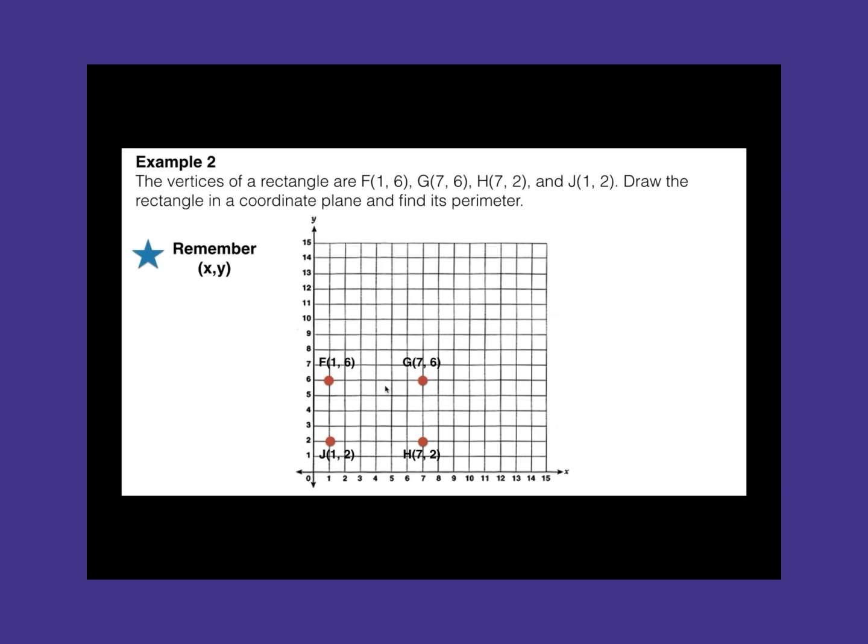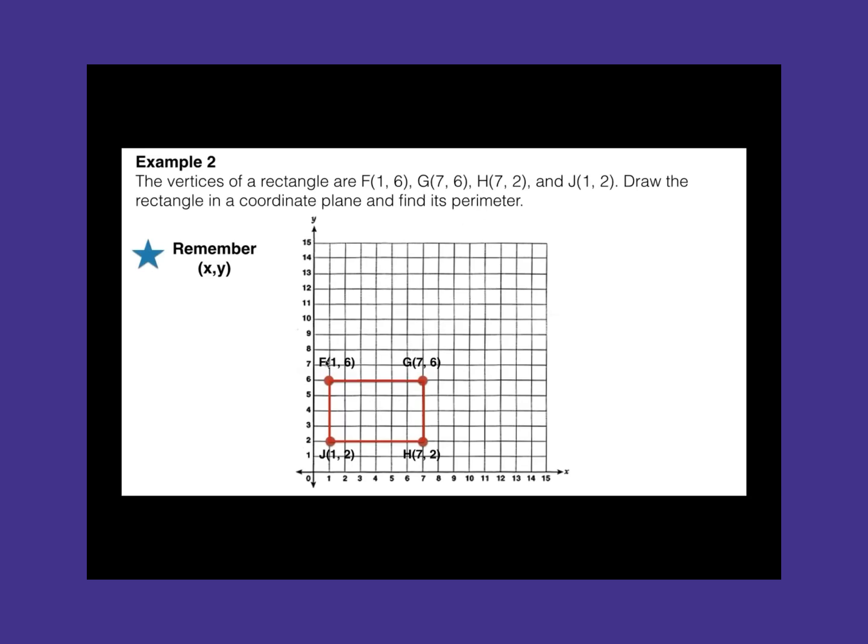They're all plotted. Remember, after that, we have to draw it. So you're just connecting the dots. F to G, G to H, H to J, and J to F, and it's going to make a rectangle. Okay, so we're halfway done. We have our rectangle drawn, everything plotted, but now we've got to find our perimeter.